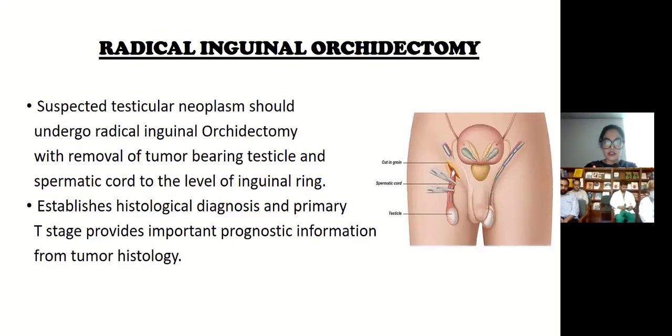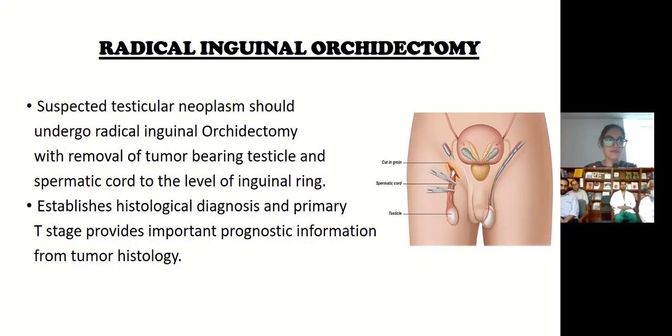Radical inguinal orchiectomy. Suspected testicular neoplasms should undergo radical inguinal orchiectomy with the removal of the tumor-bearing testicle and spermatic cord to the level of the inguinal ring. It establishes a histological diagnosis and primary T stage, and provides important prognostic information from tumor histology.